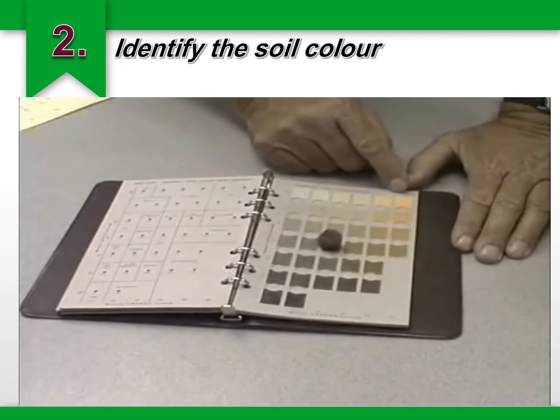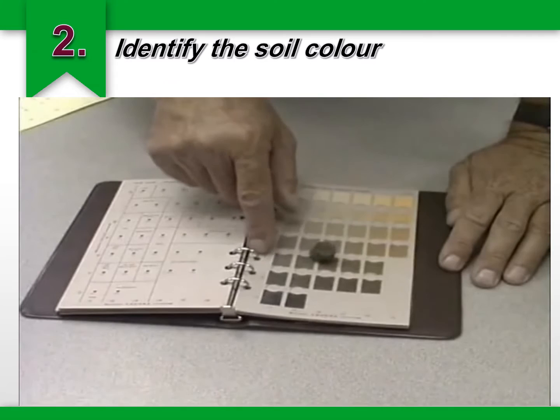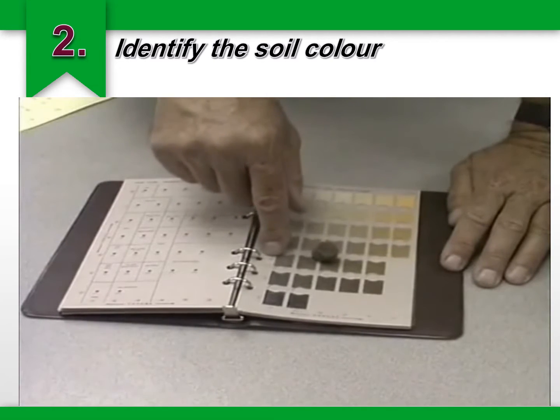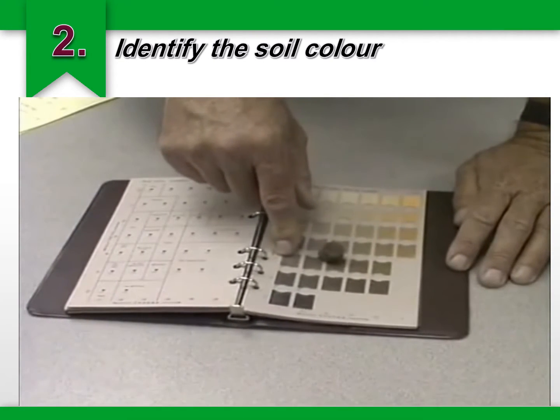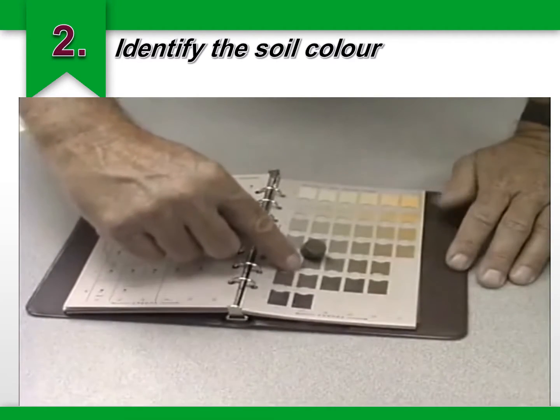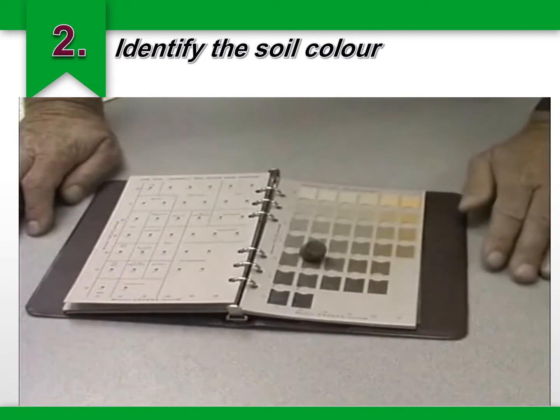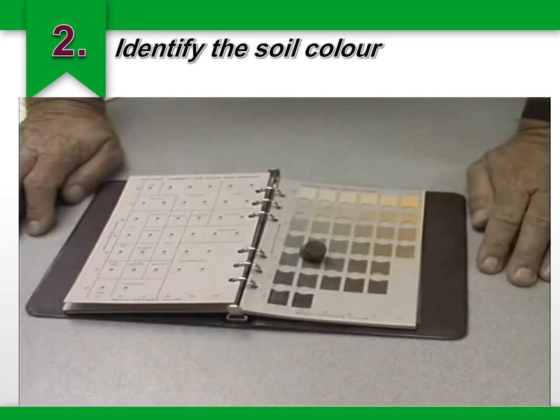So for this one, I've determined that chart to be 10 YR. As I look across, I believe it's in this value range of 4, and I believe it matches up best chroma-wise with this column of 2. So for this particular PED, we will call this soil a 10 YR 4/2. 10 YR is the hue, 4 is the value, and 2 is the chroma.